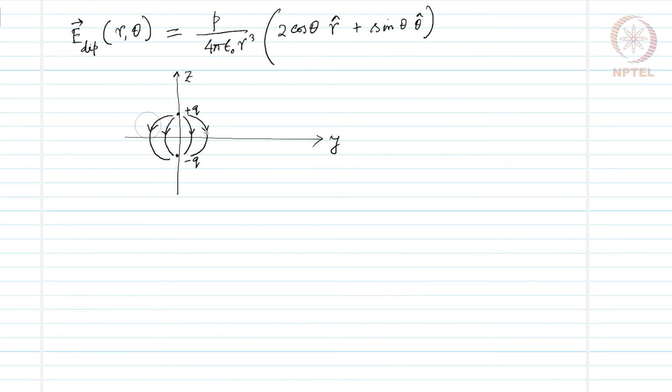And if we move far from this place, then it will go somewhat like this. Similarly in this direction, but it will point towards the negative charge always. Like this. This will be the arrangement of the electric field lines.